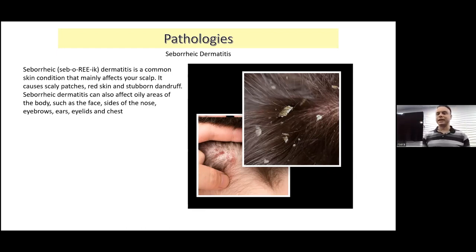But dermatitis itself, derm, skin, itis, is inflammation of the skin. There are many different causes of dermatitis. You could have a viral dermatitis. You could contract something, like a bacteria gets on the skin and causes dermatitis, causes the skin to flare up and react, causing a rash.